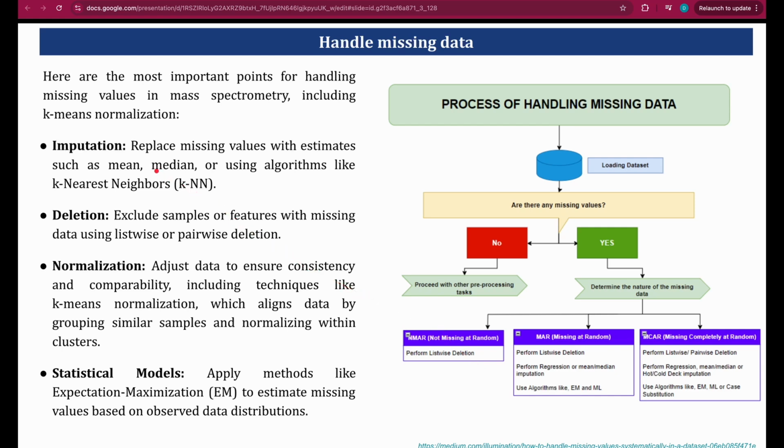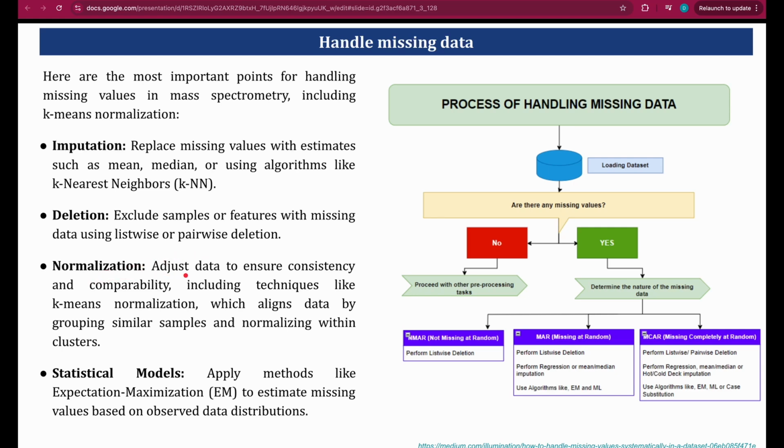Now these are some techniques which I have mentioned. First is imputation, which means you replace these missing values with estimates, such as the mean, or the column median, or you can use certain algorithms such as k nearest neighbors. You will observe its neighbors, see what value it should have near to its neighbors, and place that value in place of the missing value. Or you can go for deletion, which means you can simply exclude the sample or the feature with the missing value using list wise or pair wise deletion.